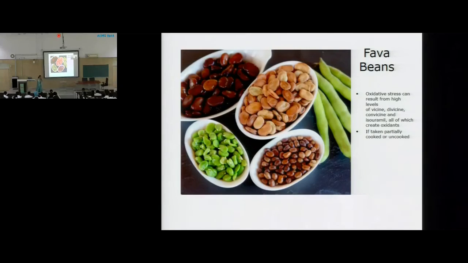That is called favism. It is asked in the viva. What is favism? It is because of the consumption of uncooked or undercooked fava beans.